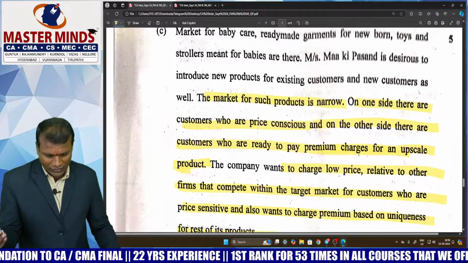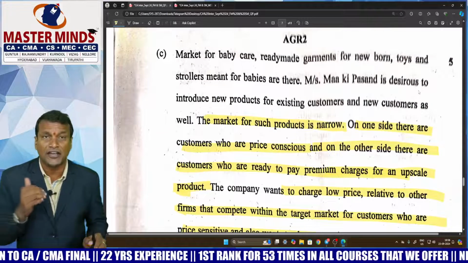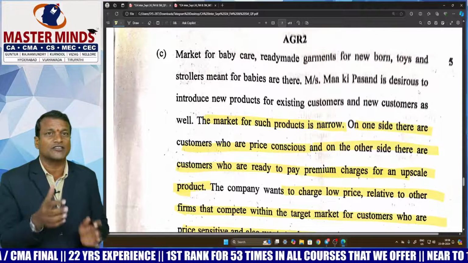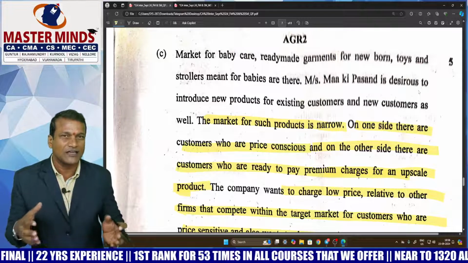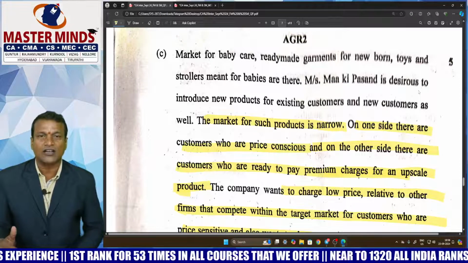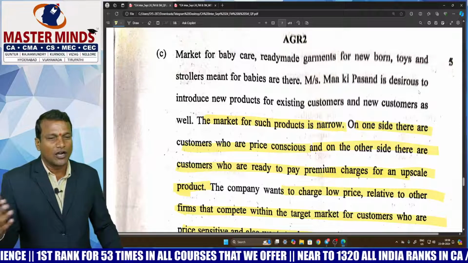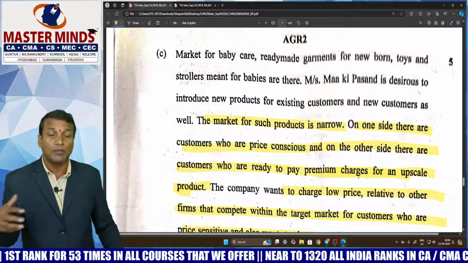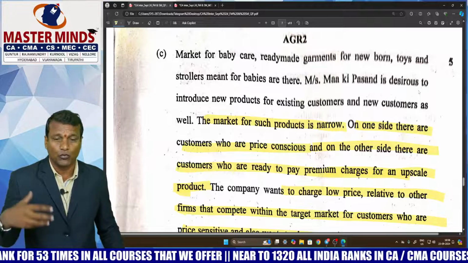Now look at the keywords. The market for such products is very narrow. This statement itself suggests that he's talking about focus strategies. On one side, there are customers who are price conscious, and on the other side, there are customers who are ready to pay even premium charges for a very good product.